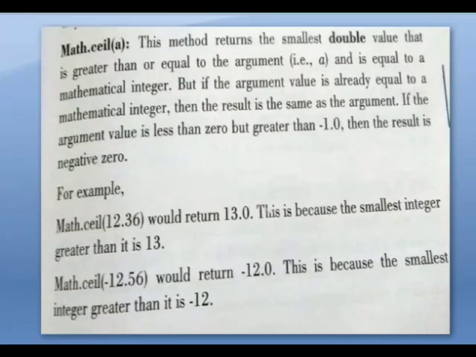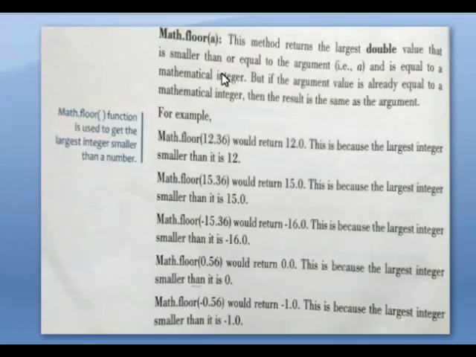Now the next one is Math.floor. Math.floor function is used to get the largest integer smaller than a number. So if it is a positive value, just the opposite of ceil: in ceil, if it is a positive value, it will increment the value by 1, and if it is a negative value, it will remain as it is. But in the case of floor, it will increment the value if it is a negative value, and it will remain as it is if it is a positive value.